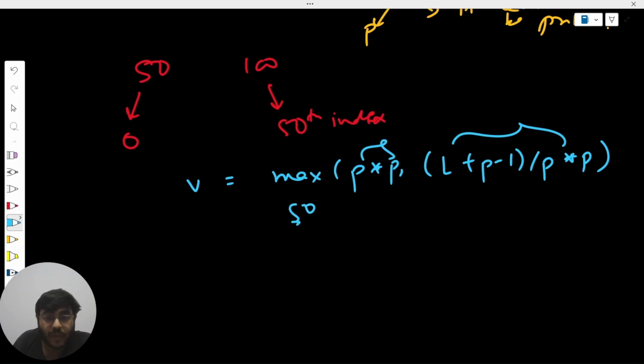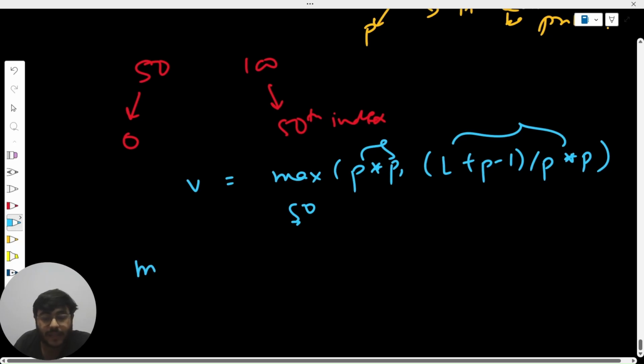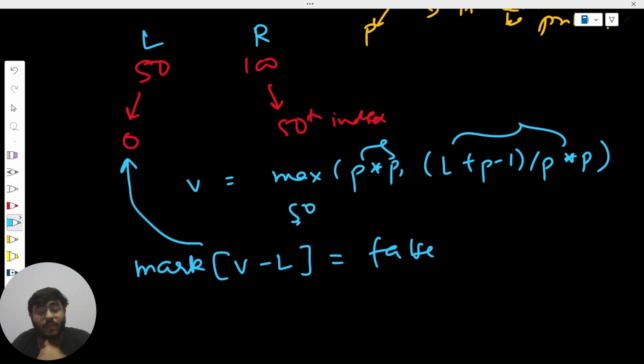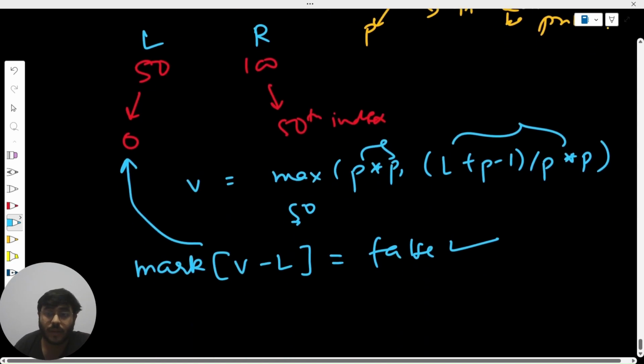So for 2 we got 50. Now how do we mark this number as false? Let's say the name of our array was mark. So we do mark of v minus L. L was 50. This is L, this is R. So we mark v minus L as false. In this case we had 50, so 50 minus 50 would be 0. We are mapping to the 0th index, and we mark it as false. So this means that 50 is not a prime.